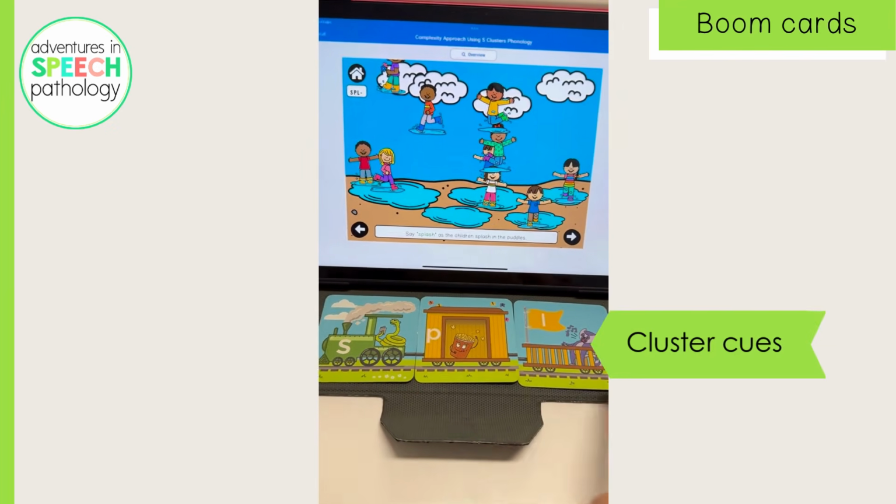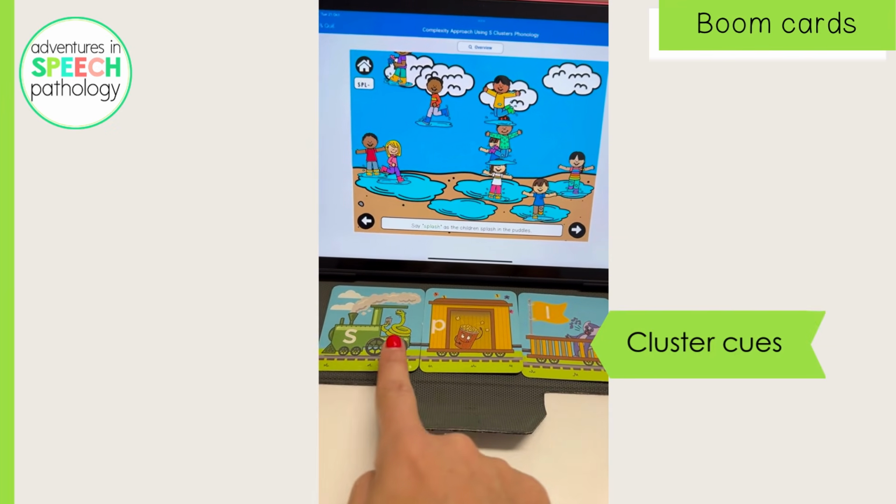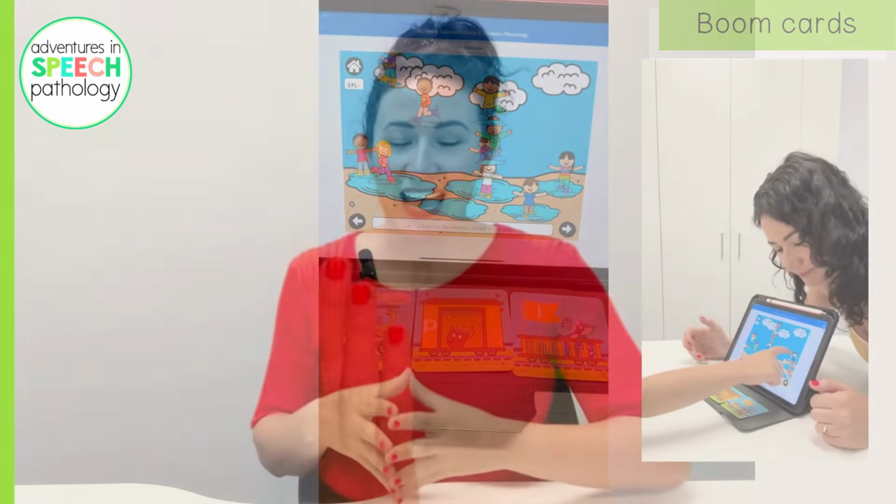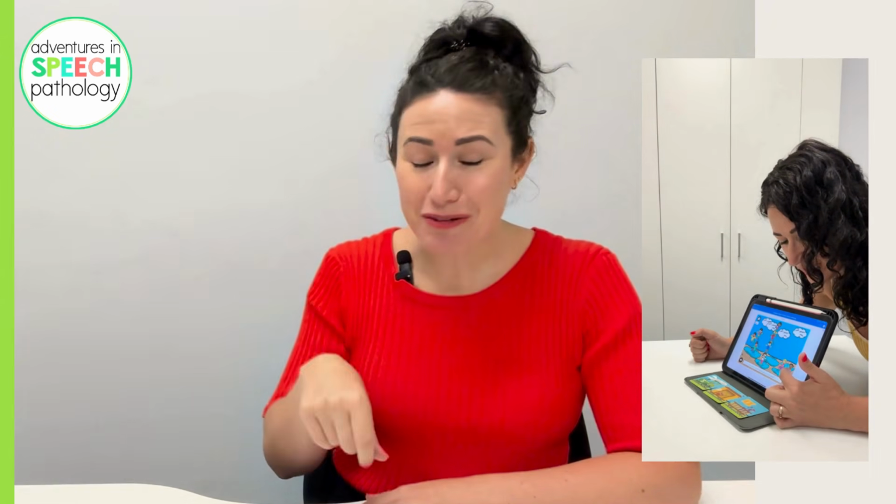And I had my cluster cues down here so that we didn't forget all of our sounds. And as you can see through these pages, the child was basically saying the target word and then moving the picture. We had a lot of fun with it. We put the pictures in random spots, we put them in silly spots, and I'll also show you a little therapy clip just so that you can see what it can look like to use an iPad and to use boom cards in speech therapy.